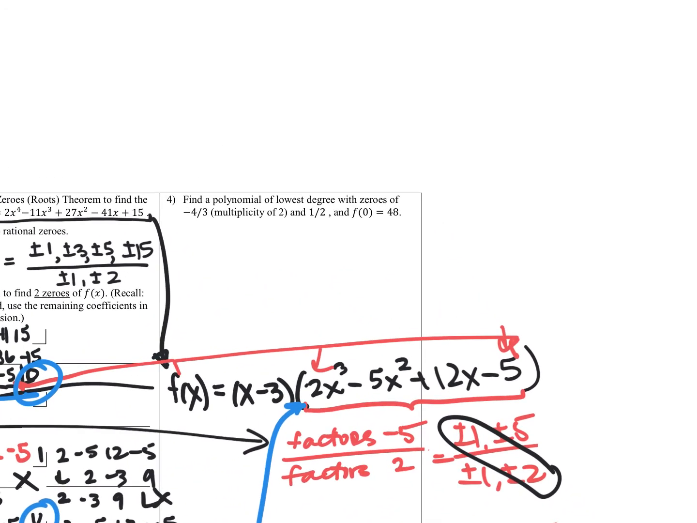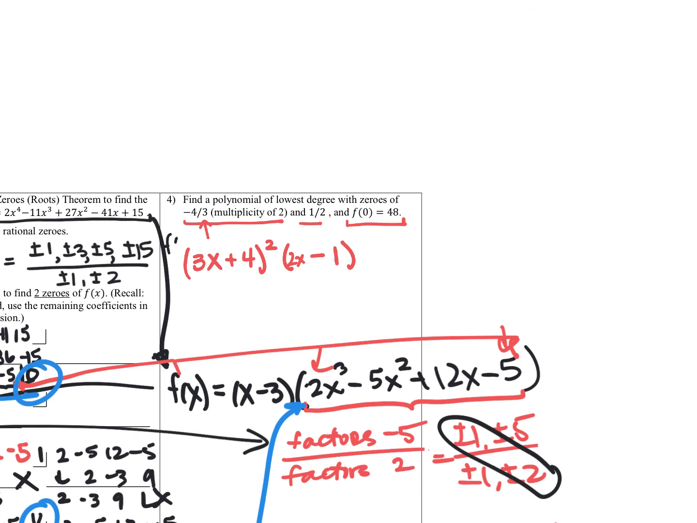All right, this last one, it wants us to write a polynomial of lowest degree with zeros of negative 4/3 with multiplicity 2, 1/2, and we have this last thing that says f of 0 equals 48. So for this negative 4 over 3, that makes me think of x plus 4 right away, because that would get me that negative 4, but because we're dividing by 3, that would get me that coefficient. So you could check that. And it's multiplicity 2, so it's happening twice. Similarly, for the 1/2, it's a positive 1, so I'm going to use negative 1 here, and I'm going to write 2x. That way it would divide by 2.